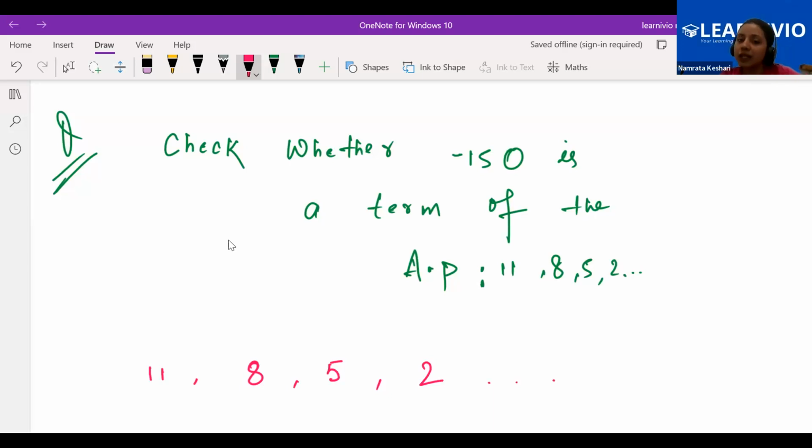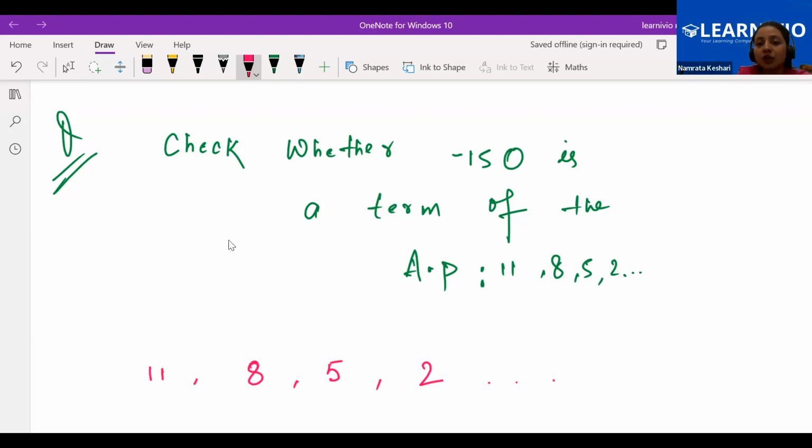Now we have to check whether any term of this AP is -150 or not. You can see carefully, the sequence is a decreasing sequence. 11 is there, then 8, then 5, so the numbers are decreasing continuously. After 2, again it will decrease, after that again it will decrease. So after a certain number of terms, we will start having negative numbers. If we continue in this manner, common difference is -3, and after a certain time we will start having negative numbers.